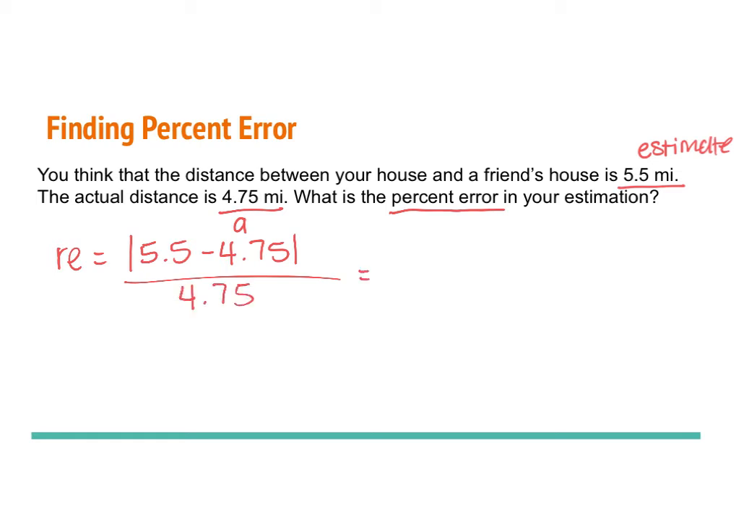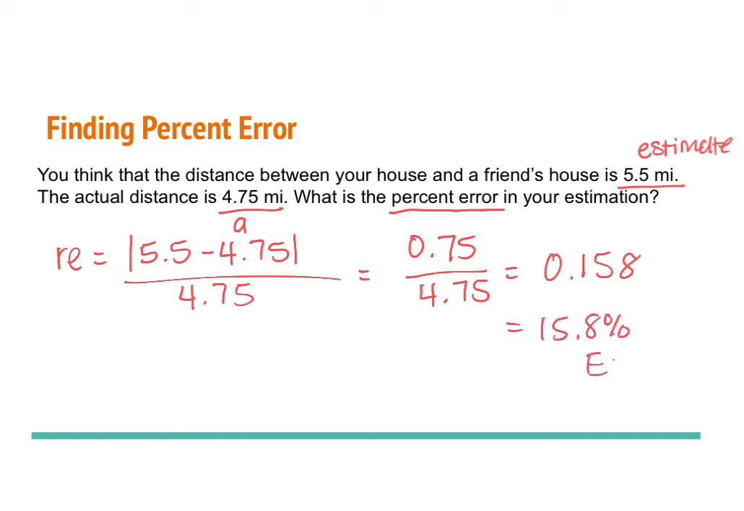From here, 5.5 minus 4.75 gives us 0.75, divided by 4.75. We are left with roughly 0.158, which is 15.8% error.